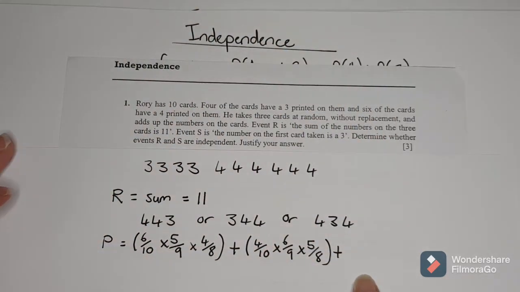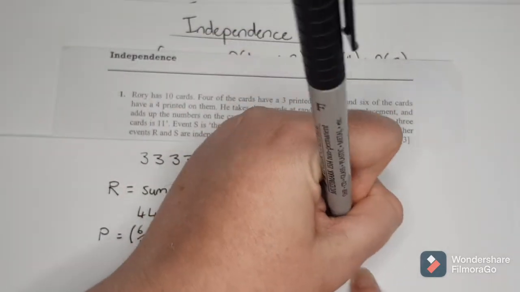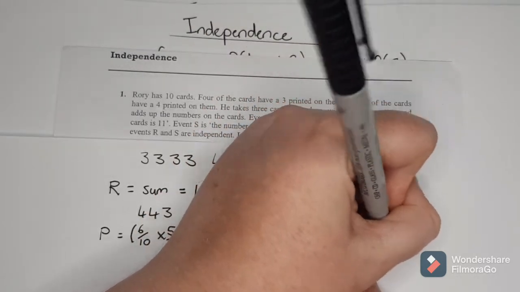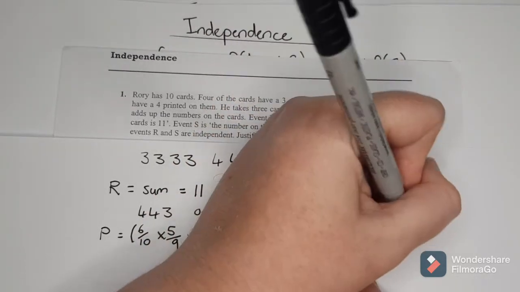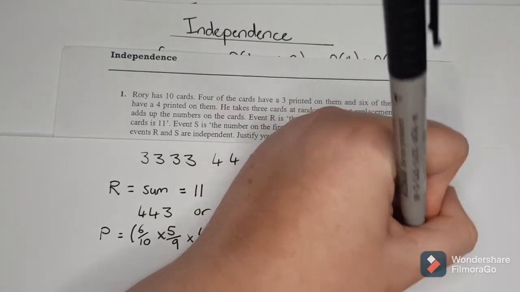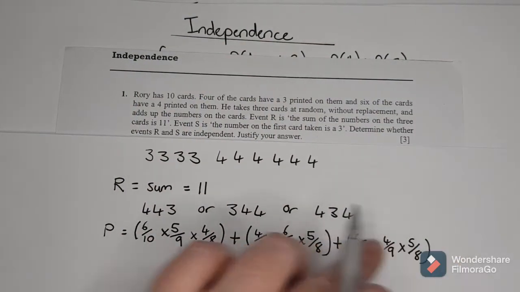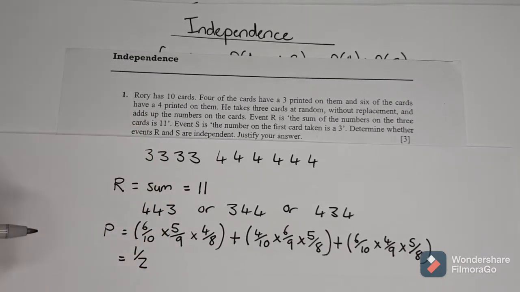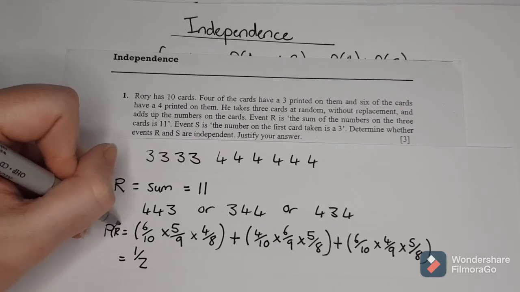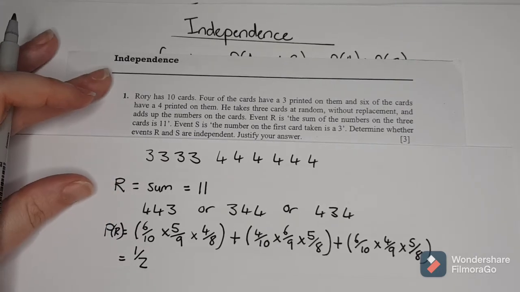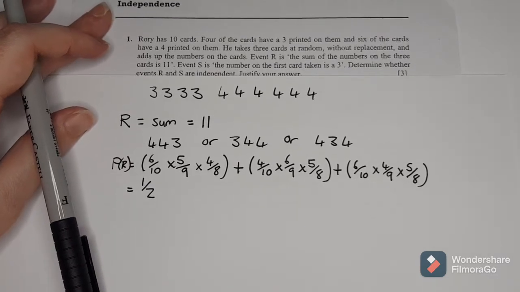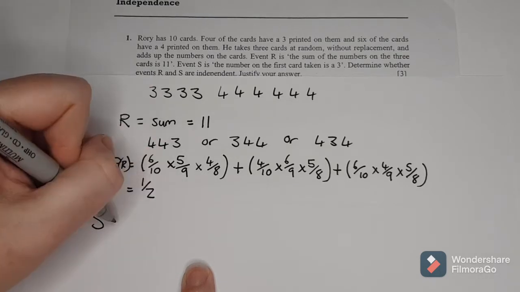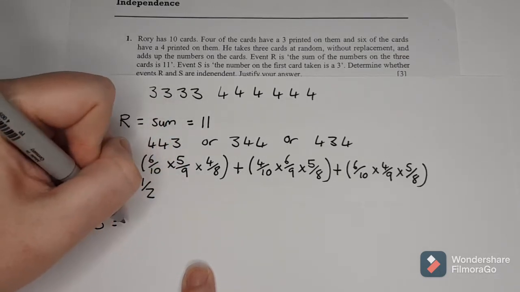Or, we add 6 over 10 times 4 over 9 times 5 over 8 for our probability. And when you type that into your calculator, you get an overall answer of 1 over 2. So that is the probability of getting R. Now we need to get the probability for event S. S says that the first card is a 3.